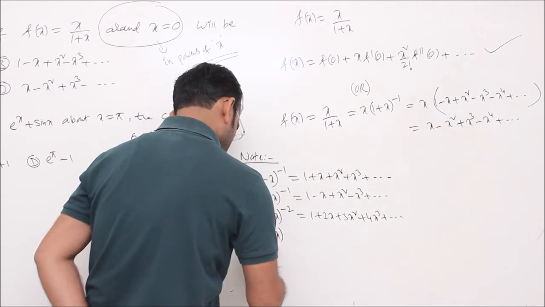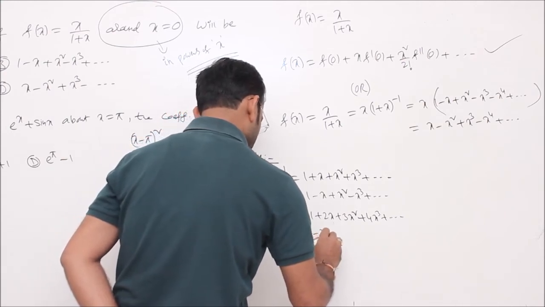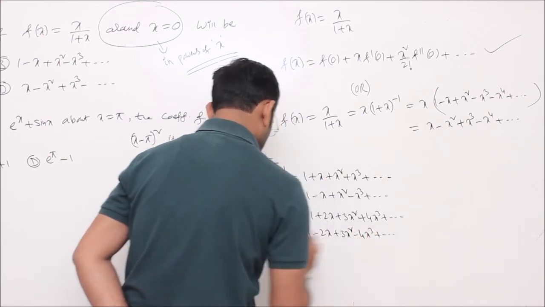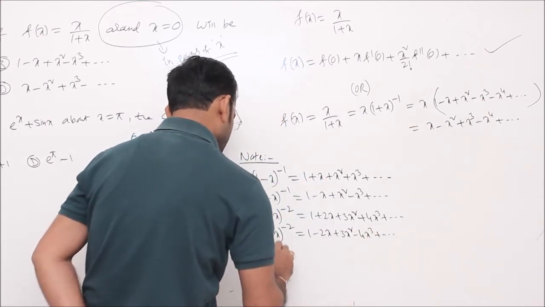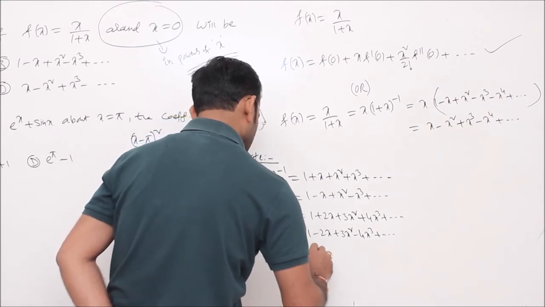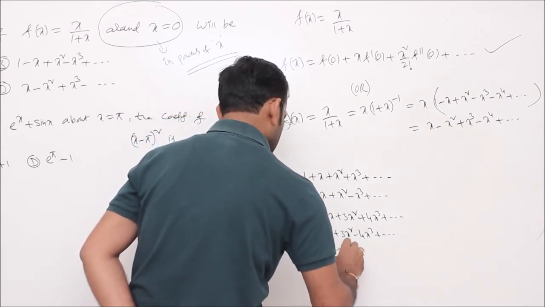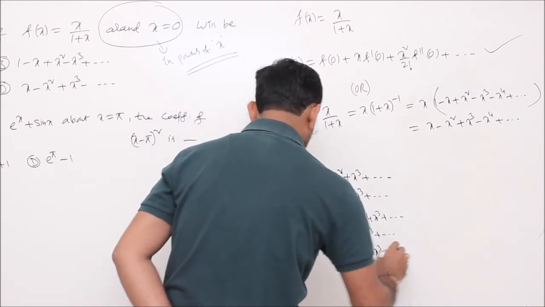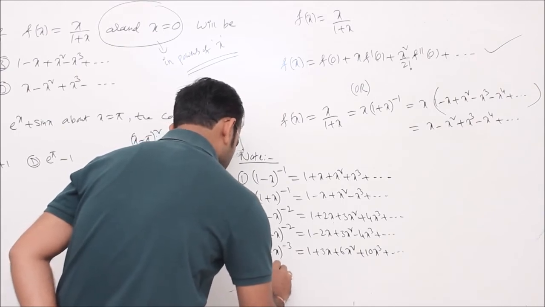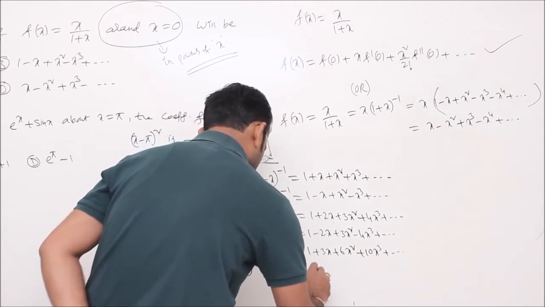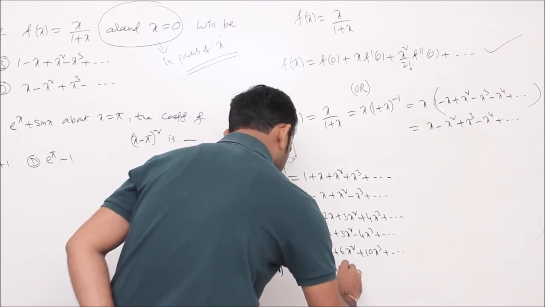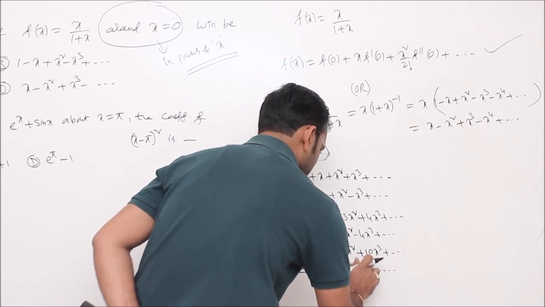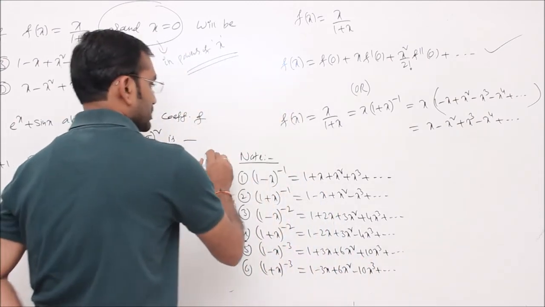1 plus x whole power minus 2 expansion is 1 minus 2x plus 3x square minus 4x cube plus and so on. 1 minus x whole power minus 3 expansion is 1 plus 3x plus 6x square plus 10x cube plus and so on. Similarly, 1 plus x whole power minus 3 expansion is 1 minus 3x plus 6x square minus 10x cube plus and so on. If you remember, these are standard expansions, so that we can apply that shortcut method.